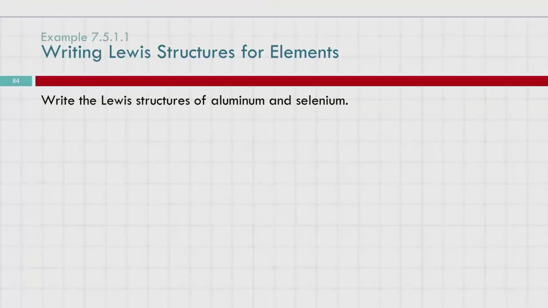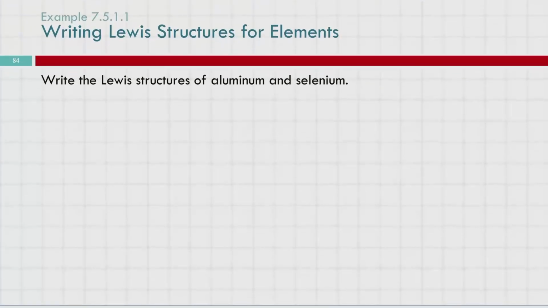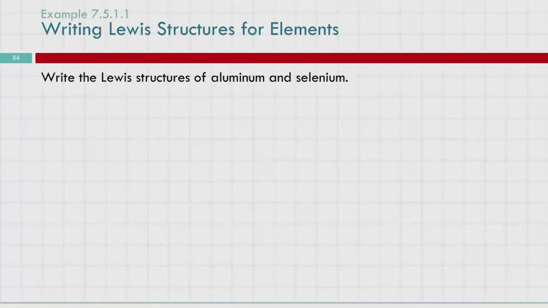Let's write Lewis structures for aluminum and selenium. What is our symbol for aluminum? Al. So we find Al on the periodic table. It's right under boron. So aluminum is going to have 3 valence electrons. We'll put in 3 dots. Dot, dot, dot.